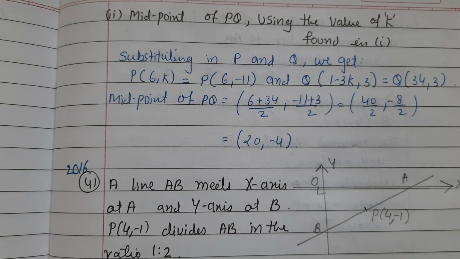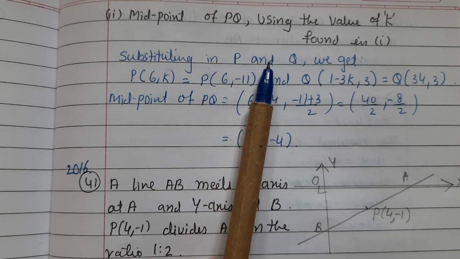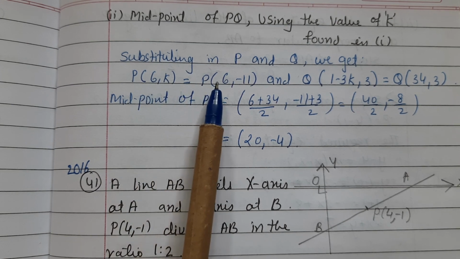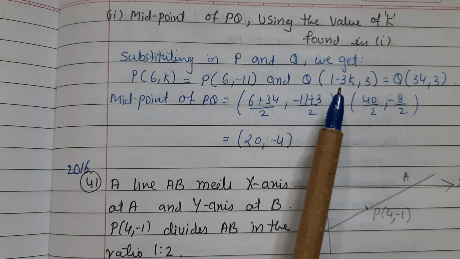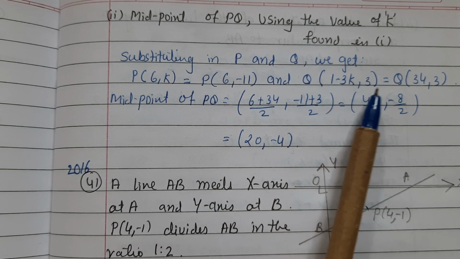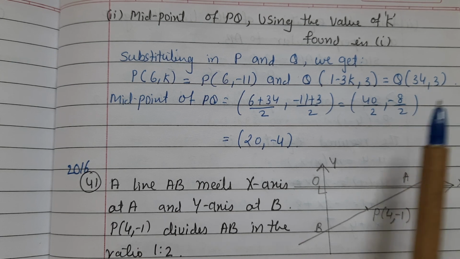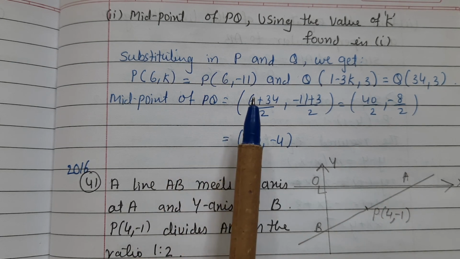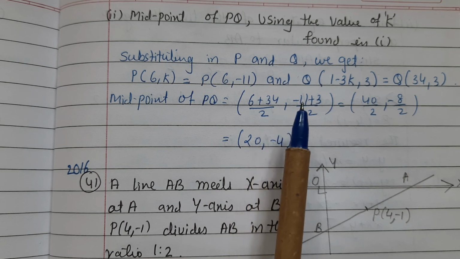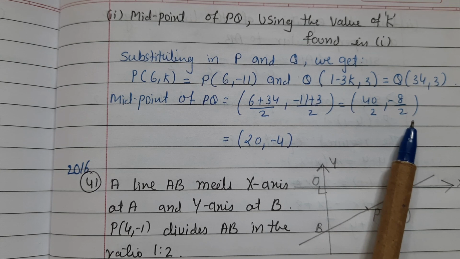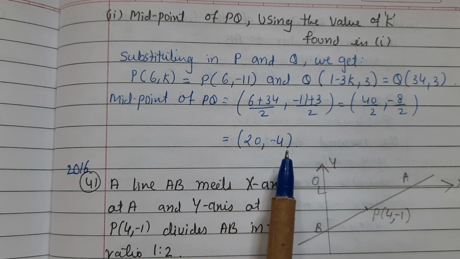Second part, midpoint of PQ using the value of k found in part 1. Substitute in P and Q, we get P is (6, k), that is P (6, minus 11). Q is (1 minus 3k, 3), so Q coordinates are (34, 3). Midpoint of PQ equal to ((6 plus 34) upon 2, (minus 11 plus 3) upon 2) equal to (40 upon 2, minus 8 upon 2) equal to (20, minus 4).